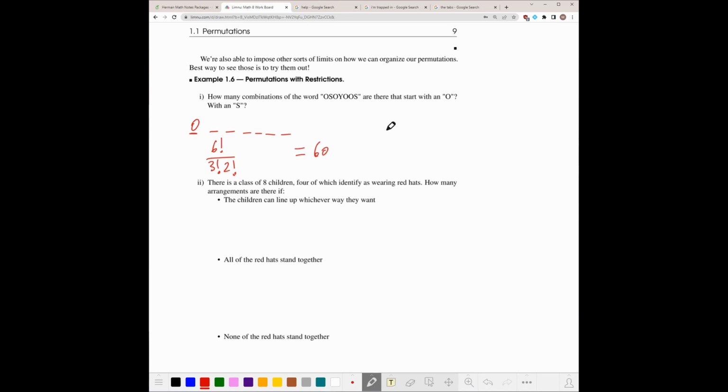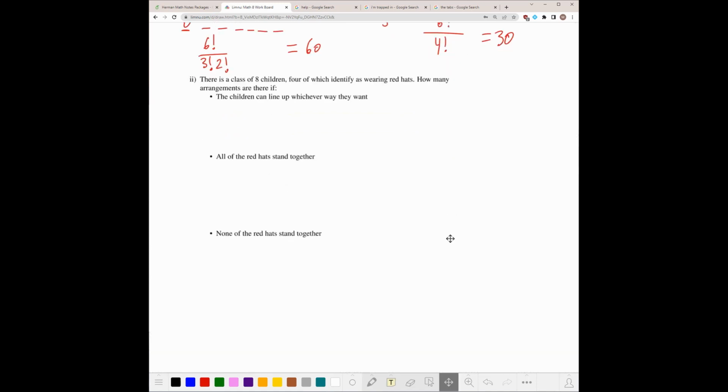Now, if we have an S starting our word, we still have that 6 factorial left over. Now we have 4 factorial for the O's to account for all of them. For our 2 factorial, well, now it's 1 factorial, and that's not very exciting. So we have 720 divided by 24, and that tells us there are only 30 combinations. Aw, less now.